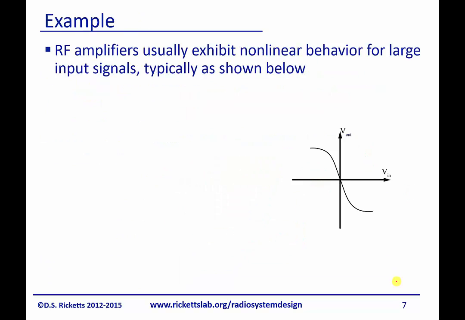So let's look at an example. RF amplifiers and many amplifiers usually exhibit a nonlinear behavior for large input signals. So I've given an example here below where this is an amplifier with a gain G. And you can see it saturates, and it has a quasi-linear relationship in the center here. And by the way, G would be negative in this example. So when I put in a positive V in, I get a negative V out, so the inverting amplifier.